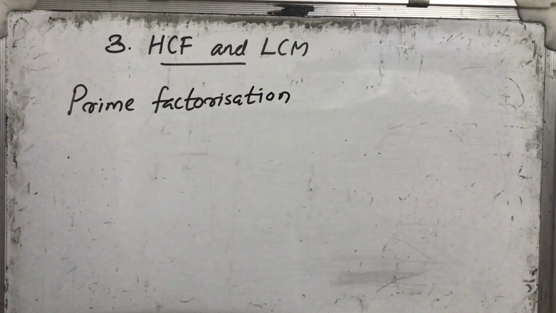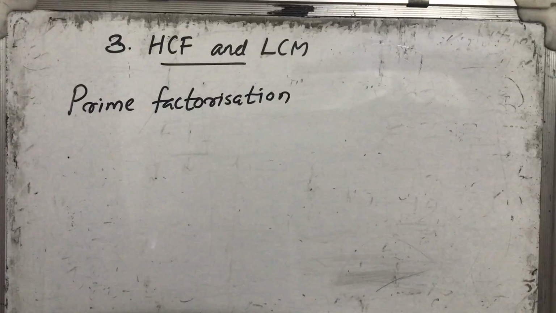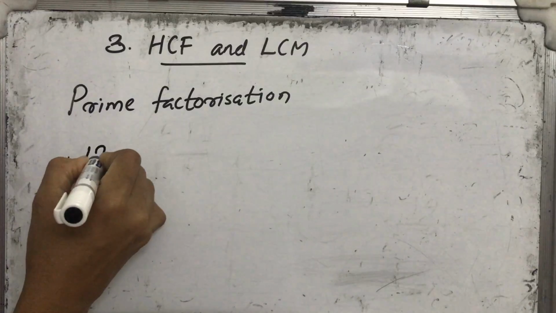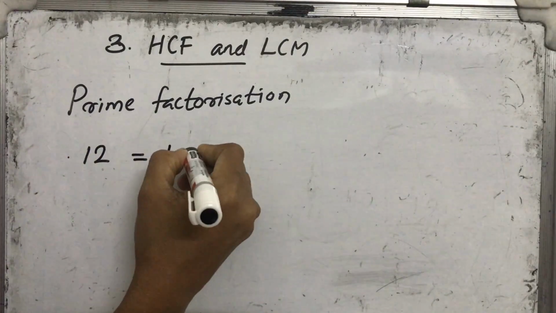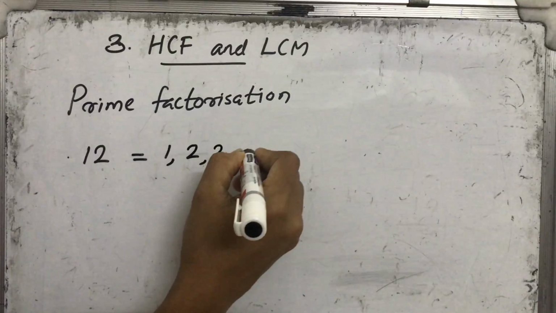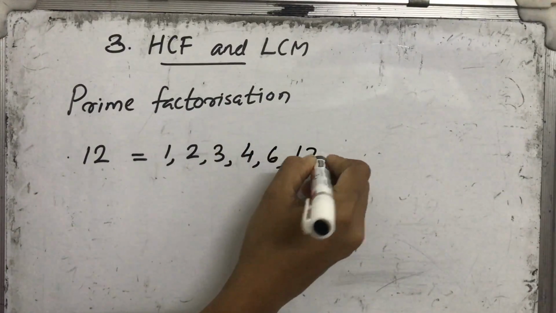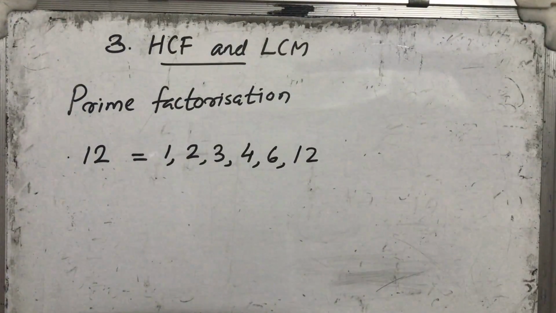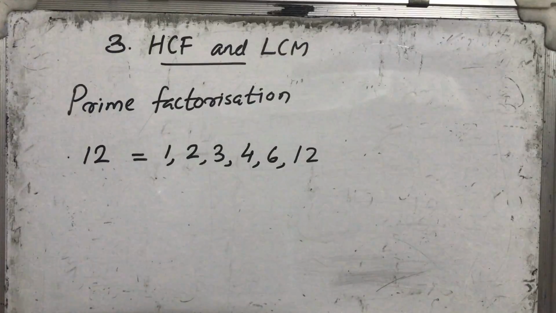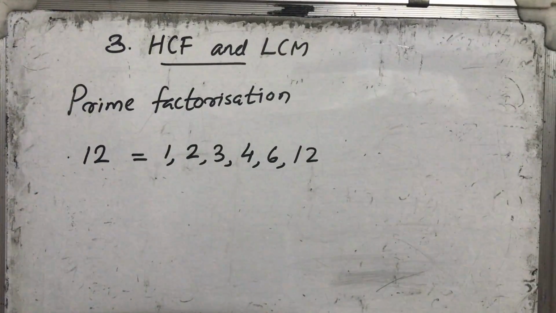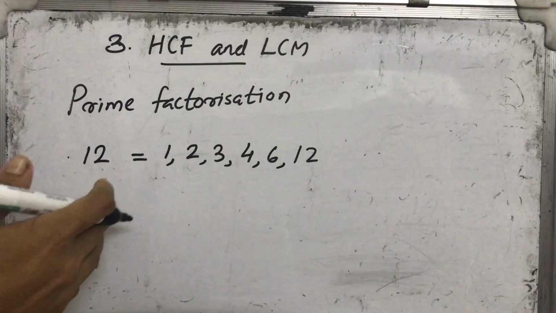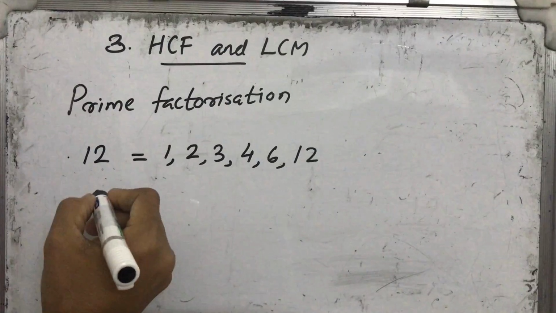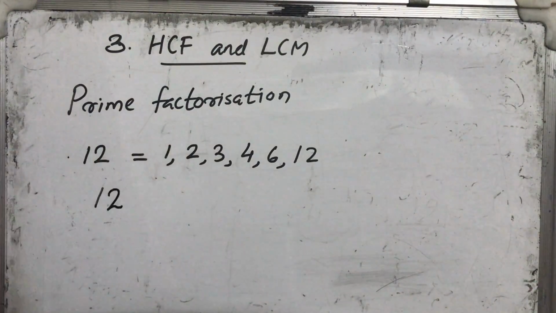Factorization of a number we already learned, that is how we find out the factors of some numbers. If it is the number 12, we can write the factors of 12 as 1, 2, 3, 4, 6, 12. These are the factors of 12. If it is a small number, it is easy to find these factors. To find the factorization, different types of factorization will be there.